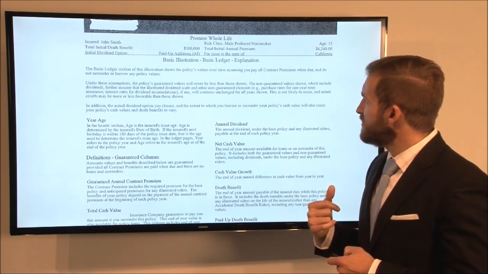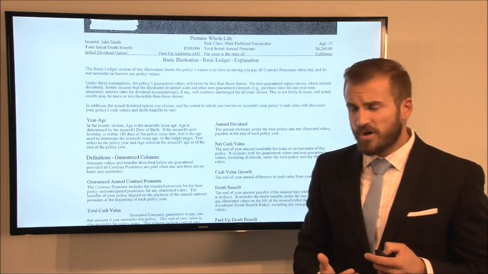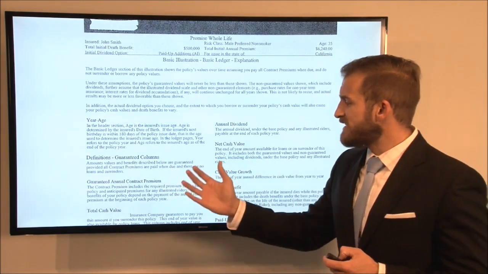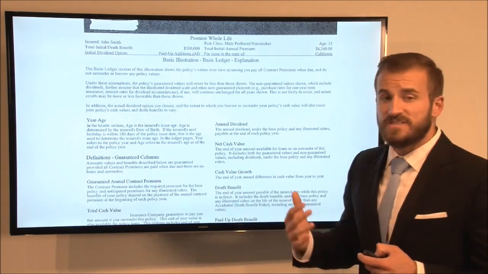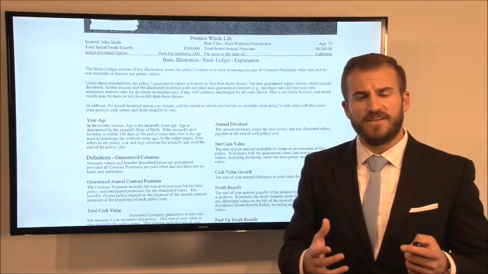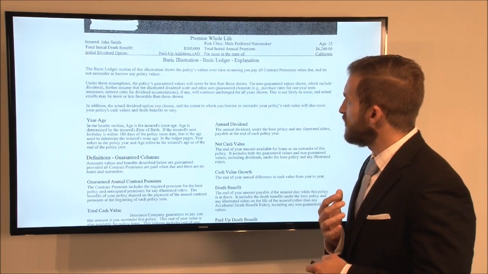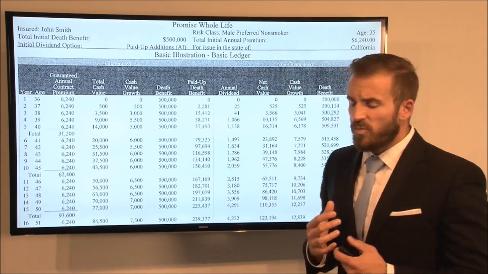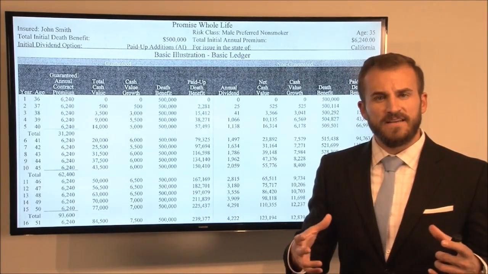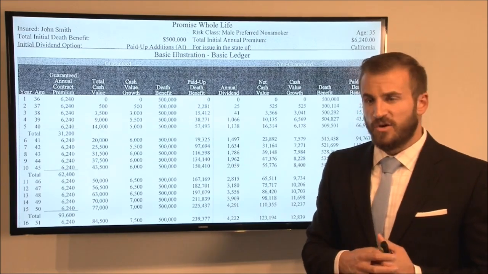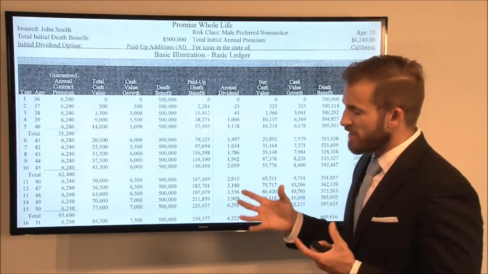Again, a bunch of information just about exactly how it works: year, age, guaranteed columns. It goes over all that, the annual dividend, just more definitions throughout that illustration. But again, not something that you go too much over with your client. Now, what we did here is we zoomed in on the illustration. So this is the exact illustration that we're going to talk about.